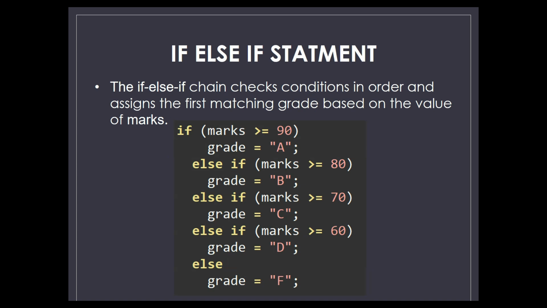In this example, you see I have an if else if chain that checks the conditions in order and assigns the first matching grade based on the value of marks. If the marks are greater than 90, then grade will be A, else if the marks are greater than 80, then grade B, else if the marks are greater than 70, then C, else if 60. Now, if the marks are not greater than 60, and I only wanted to assign A, B, C, D, then I can also add an else block, so that all the rest of the marks we consider as F grade. This is how we can use the multiple if-else statement. But keep in mind that these are always stacked from top to bottom, so priority will always be given to the first condition.